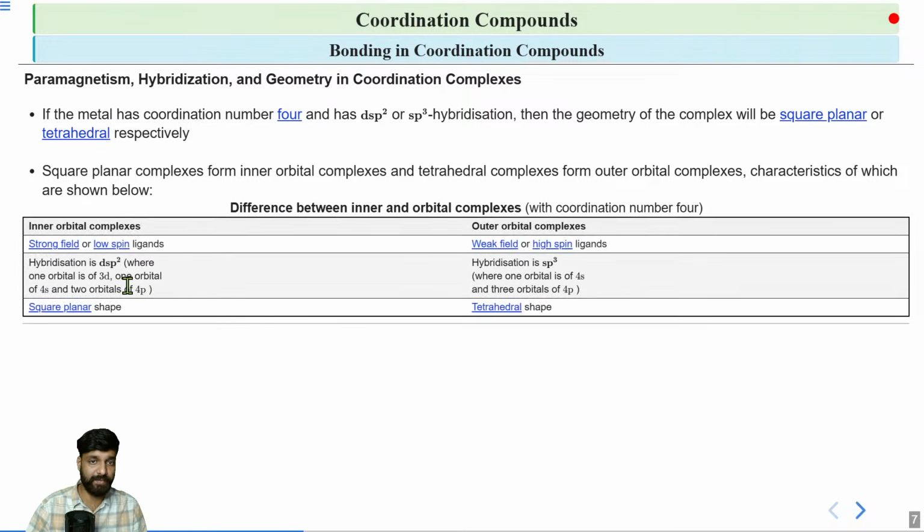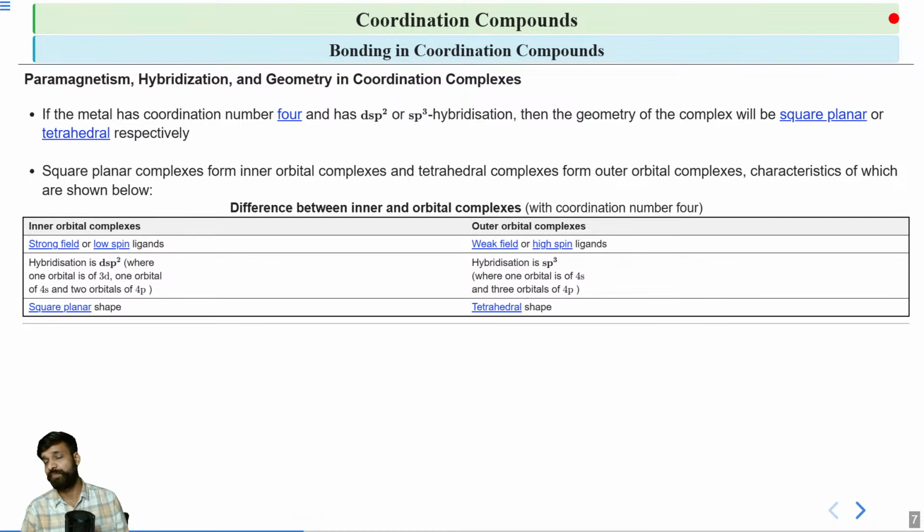Now we have the square planar complex characteristics. So here is the characteristic table. If I talk about both of them, in the case of inner orbital complexes, the ligands are always strong and also known as low spin ligands. The hybridization is dsp2, whereas in this case the hybridization is sp3. Remember, if 4p is the p and 4s is the s, then the d will be 3d in case of dsp2. Whereas in the case of sp3, all the orbitals are coming from the same shell. So here we can see 4s and 4p are involved. In the case of dsp2, what is the shape? The shape is square planar, and in this case the shape is tetrahedral.